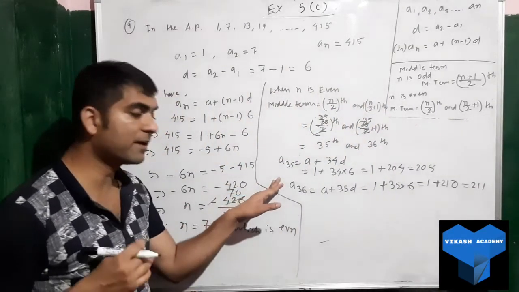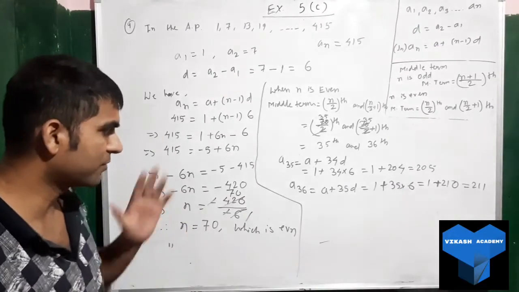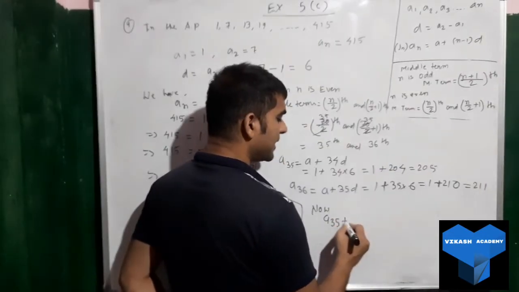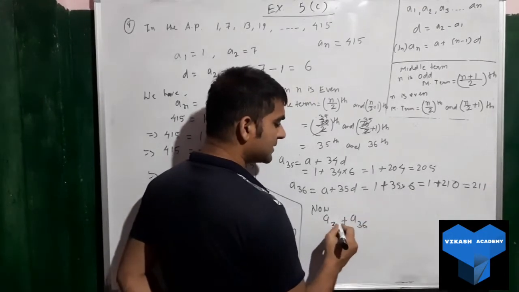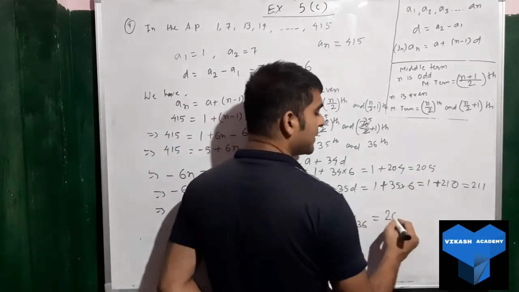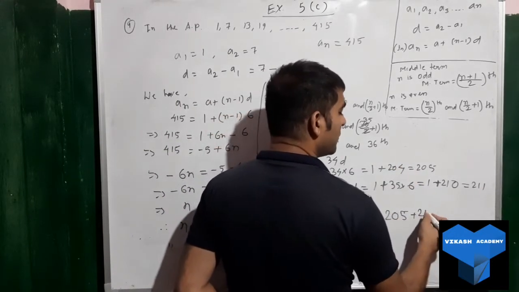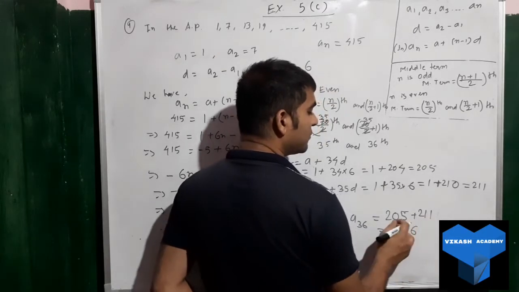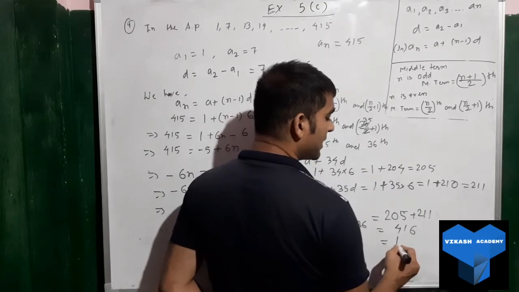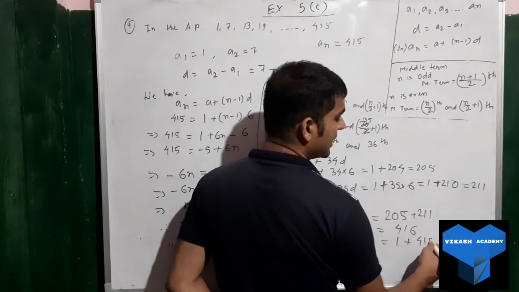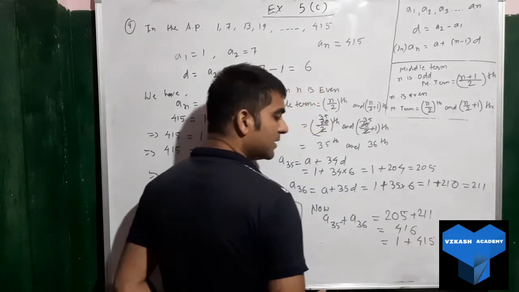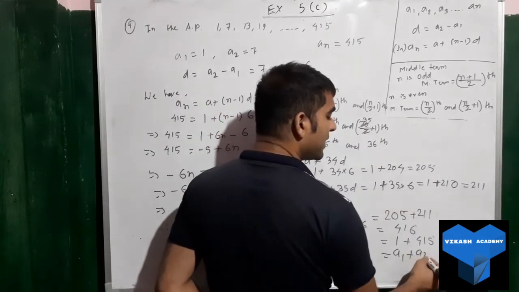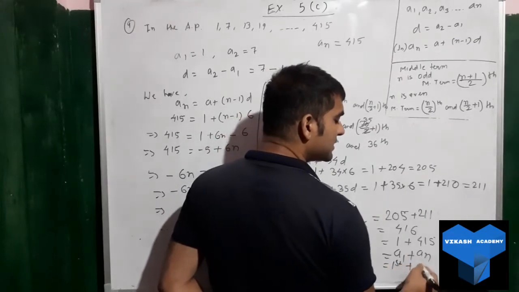Now, the sum of these two terms we have to show is equal to the first term plus the last term. So we have to add these two. A35 plus A36 is equal to 205 plus 211. So 5 plus 1 we have 6, 0 plus 1 we have 1, and 2 plus 2 will be 4. Yes, 416. We can also get 1 plus 415. 1 is the first term, A1 or A, plus this is the last term, A n. So it equals first term plus last term.